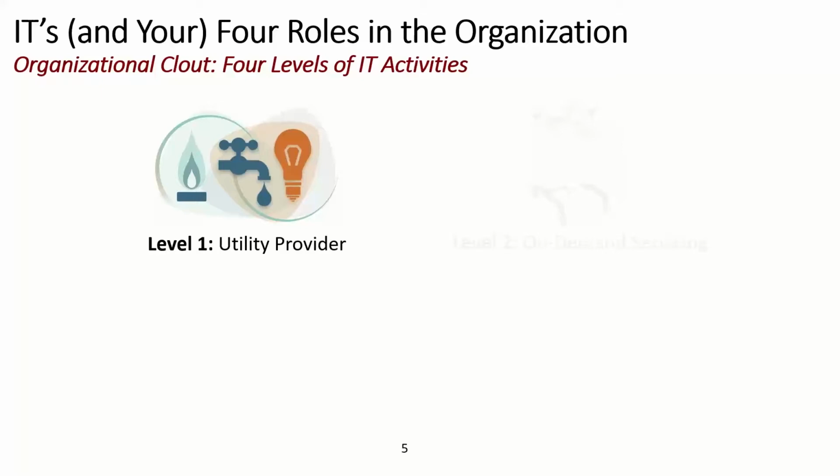Think of it like the electric company. And what do we provide? Well, systems that are up 24/7, internet connectivity, email, all sorts of other things related to that. So that's the first type.